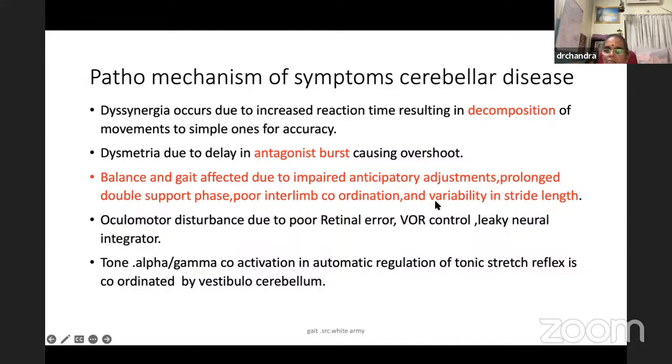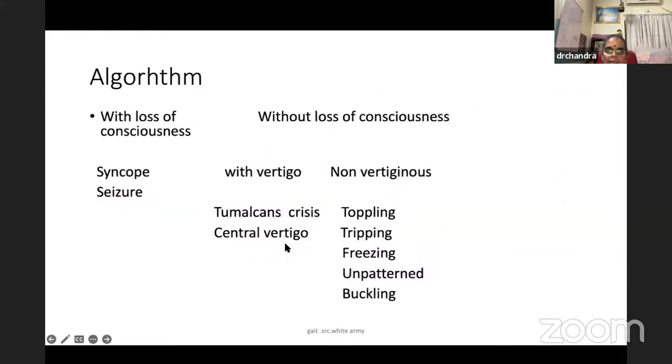That is, the afferent inputs from the limbs moving forward and backward give information that coordinates both limbs. As I have told you, when that information is poor from one limb, the coordination fails. Oculomotor disturbances due to retinal error, VOR, or a leaky neural integrator all lead to imbalance. Alpha-gamma coactivation we also discussed in the physiology. If that is not there, the intrafusal fibers contract while the extrafusal do not, or vice versa, so the willed or executed movement becomes erratic.